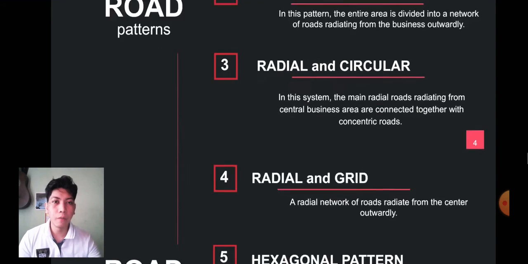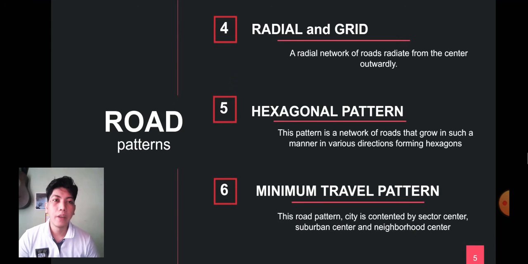Then the fourth road pattern is the radial and grid. A radial network of roads radiate from the center outwardly. And the fifth is the hexagonal pattern. This pattern is a network of roads that grow in such a manner in various directions, forming a hexagon. Then the last is the minimum travel pattern. In this type of road pattern, the city is composed of a sector center, suburban center, and neighborhood center.